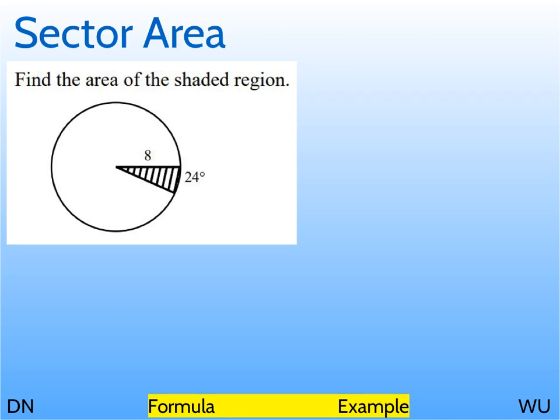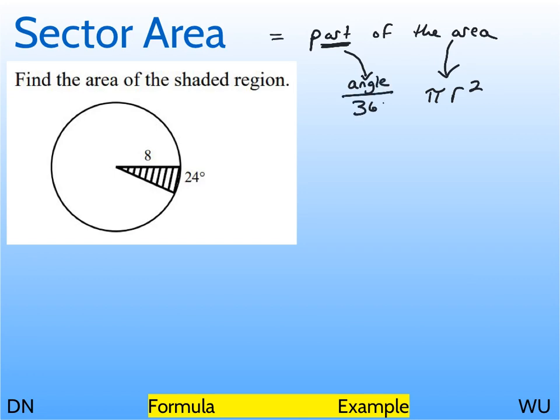Okay, so to find the sector area, we have to think about it as being part of the area of the circle. Just like we did in the last lesson, the area of the circle is going to be pi times the radius squared. Now we have to figure out what part we care about, and that's the same exact situation as with arc length. You take your angle measure and divide it by 360, the total circle. And then, of course, "of" just means multiply, so what you have here is angle over 360 times pi times the radius squared.